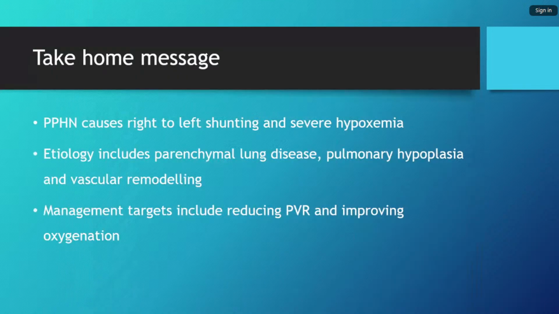So take-home messages: PPHN causes right to left shunting and severe hypoxemia. Etiology includes parenchymal lung diseases, pulmonary hypoplasia, and vascular remodeling. And management targets include reducing PVR and improving oxygenation. Thank you.